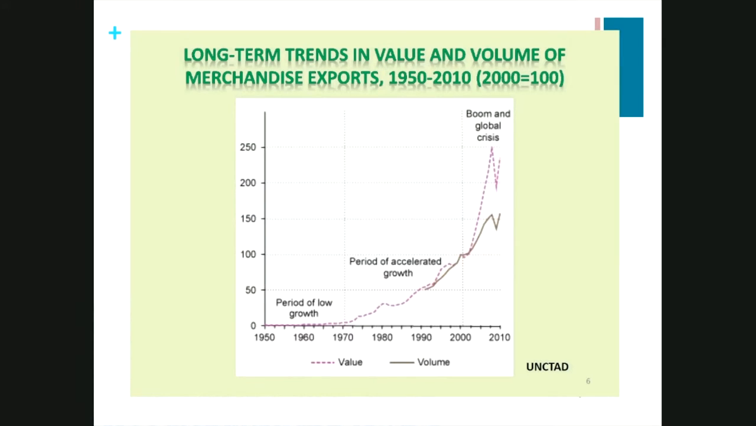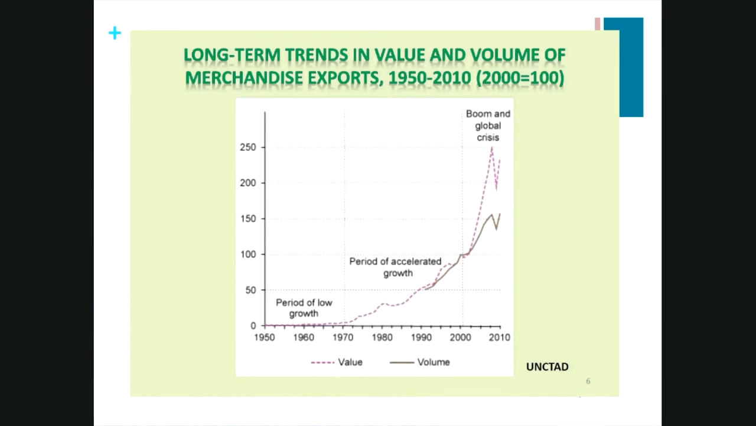So this is a graph from UNCTAD, an international organization that produces regular reports that measure trends in globalization. And you can see here that from the 1950s to the 1970s, both the value and volume of merchandise exports were relatively stable. Here we have on the left-hand axis, 0 to 250, with the year 2000 marked as 100.